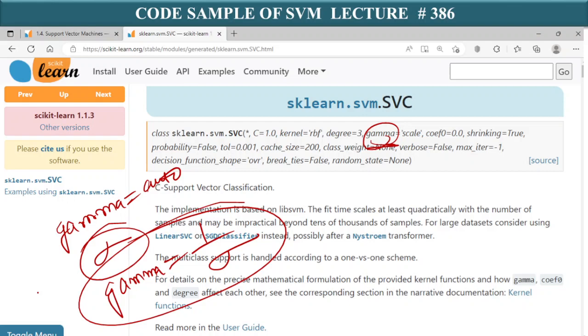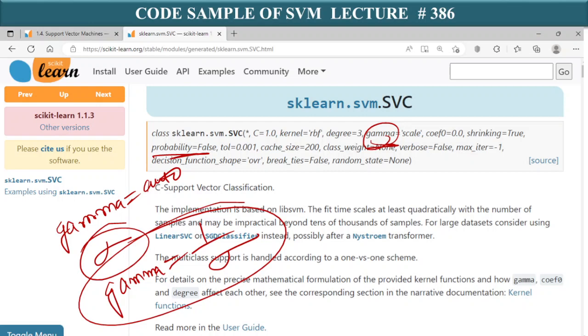Probability equal to false. Yes, I have probability equal to false because the support vector classifier does not give you a clean way to get a probabilistic interpretation of SVMs. If you make it true, there is some hack through which you can get a probabilistic interpretation of support vector machines, but natively, support vector machines do not give a probabilistic interpretation.